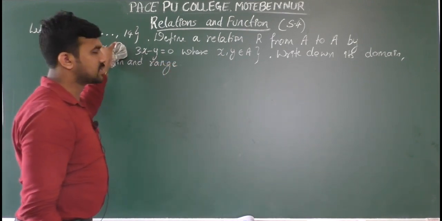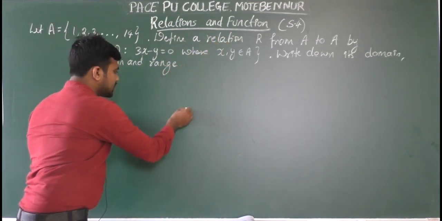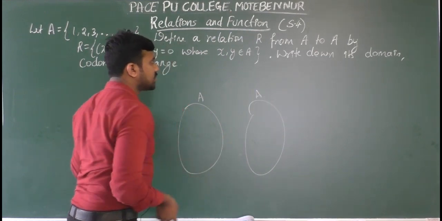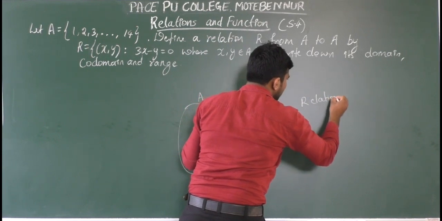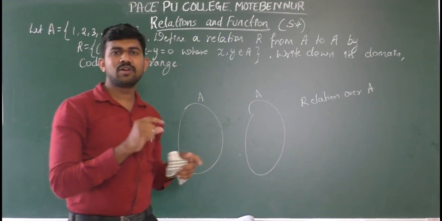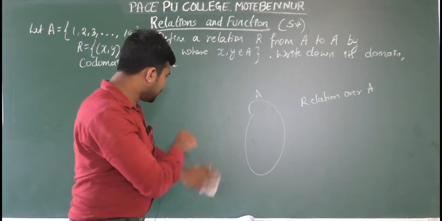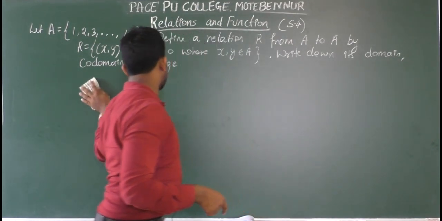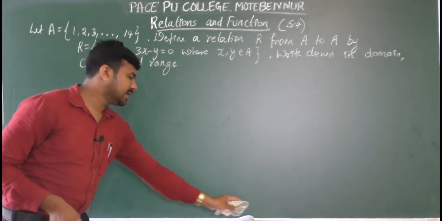Here a relation is defined from A to A, so both sets are A itself. We can also say it is a relation over A, which means a relation from A to A: the first set is A, the second set is also A. Now there is no need to draw an arrow diagram. We need to write down its domain, range and codomain.